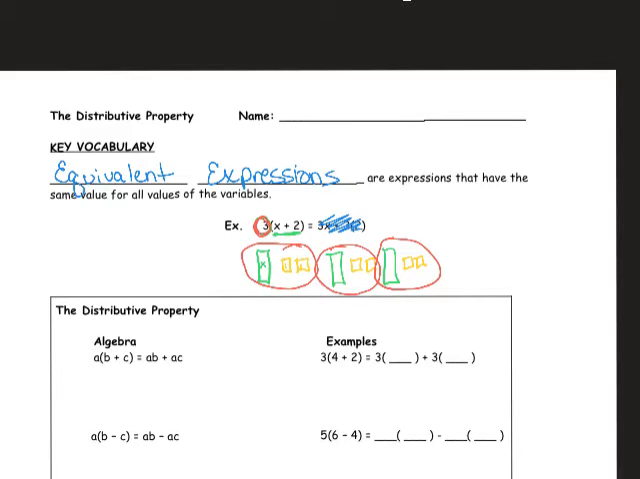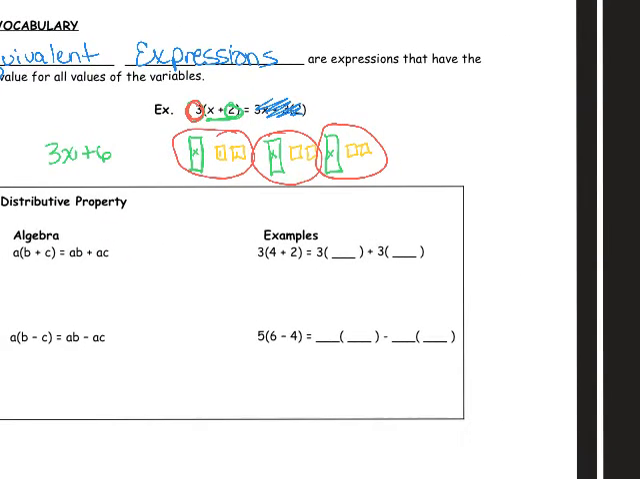So if I were to combine like terms, how many x's do I have? Well, I have 3 x's. And how many plus 1's do I have? I have a total of 6 now, okay? Because I have this 2 group 3 times. So I'm going to have plus 6. Okay? Let's do another one.